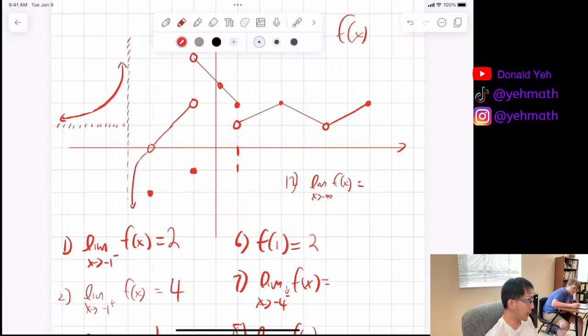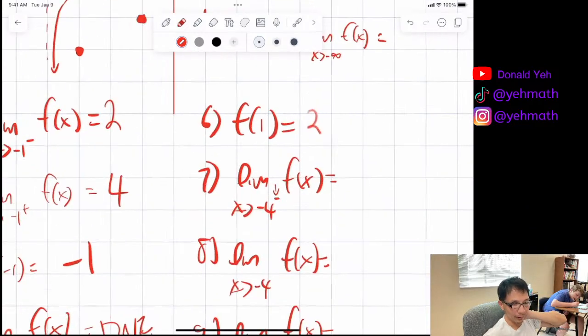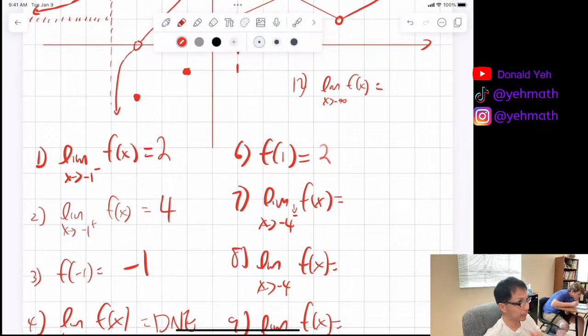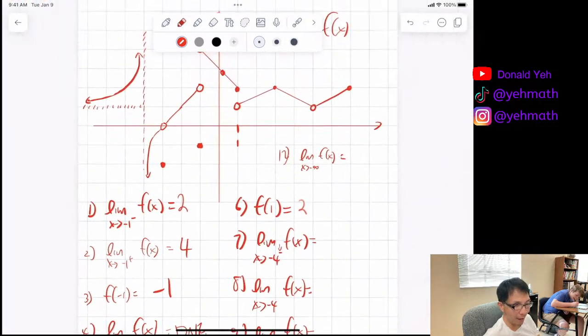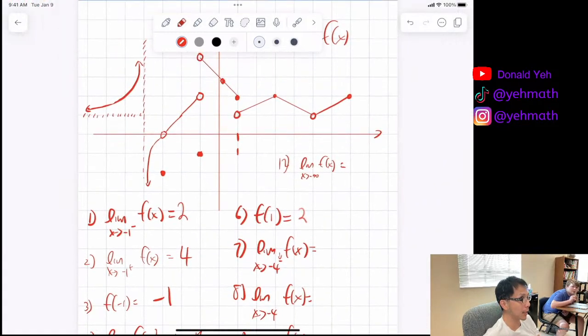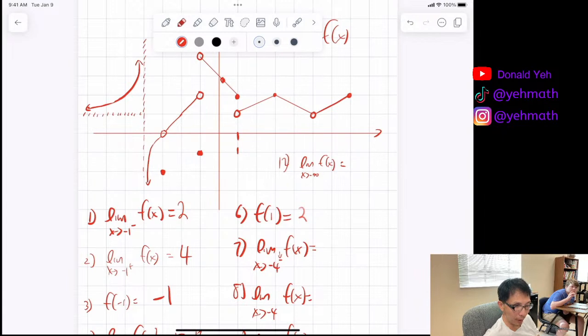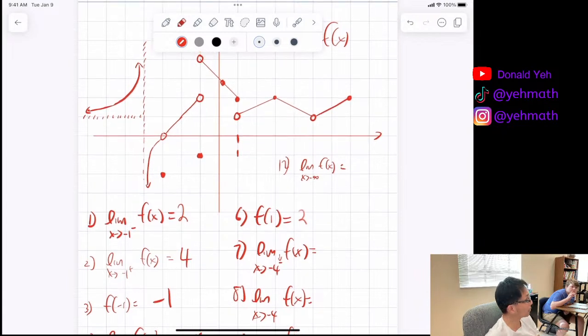Giovanna, do you see that? You gotta ask questions. Don't be afraid. Just say, "Hey, I don't know how to do this." Are you sure? Okay. All right. So, how about negative 4 from the left side? Let's ask Brady. What's negative 4 from the left side? Number 7.